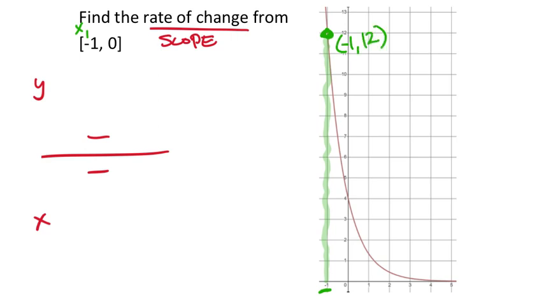So I have an x value, which I already knew was going to be -1 from the interval, so that would go on the bottom. But its corresponding y value is 12. That has to go on the top.